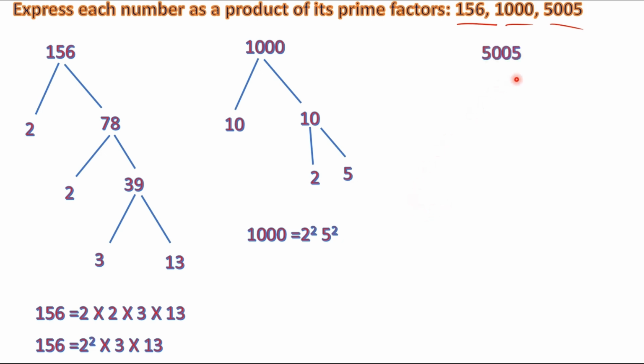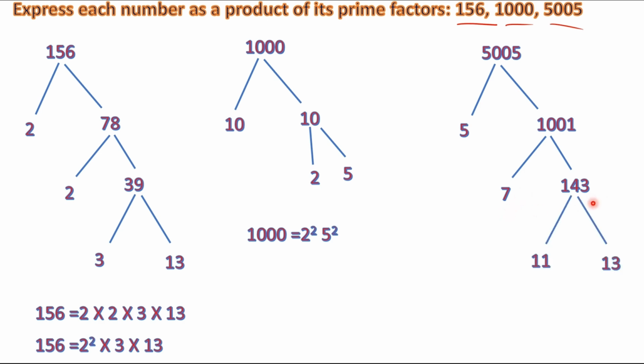Now we'll see 5005. It is divisible by 5, so we can write 5 into 1001. 1001 is divisible by 7, so 7 into 143. 143 is 11 into 13. So 5005 can be written as 5 into 7 into 11 into 13. So any number can be expressed as a product of prime numbers. This is what the arithmetic theorem says.